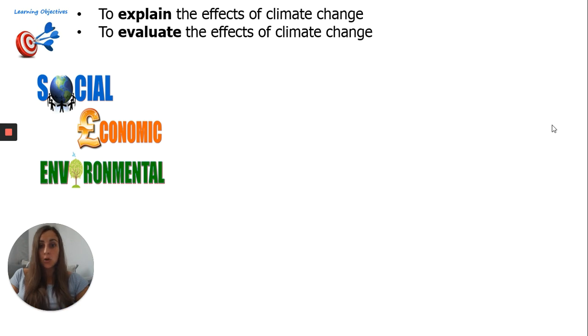So a social effect is all the effects that it has on people: people's health, people's happiness, families, connections, that kind of thing. An economic effect is all about how it's going to affect the economy, so to do with money and to do with jobs. And then environmental effects: how is it going to affect nature?